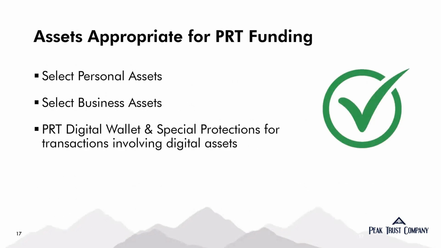So assets appropriate for the PRT funding: certain select personal assets, certain select business assets, and a PRT digital wallet and special protections for transactions involving digital assets. There is a digital asset revolution going on around us right now. I don't think anybody can deny that at this point. We have the Genius Act, we have now a Bitcoin stockpile, and different things being created that recognize and legitimize this new internet of value, this digital money. And so we're trying to keep up with that and do have accommodations for digital assets and or the use of digital assets in retirement planning.